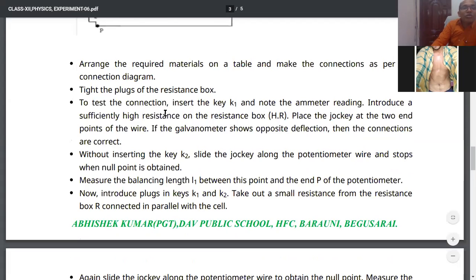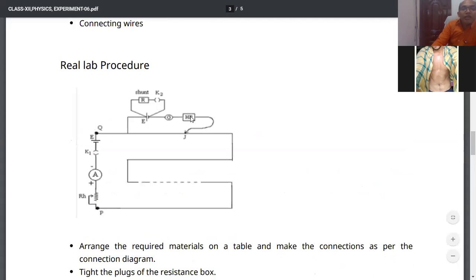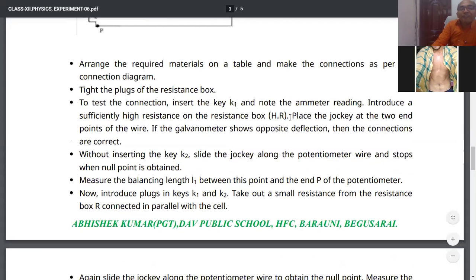Now introduce a specifically high resistance on the resistance box from here. Okay, and then place the jockey key at the two ends. After providing sufficiently high resistance, then place the jockey key.